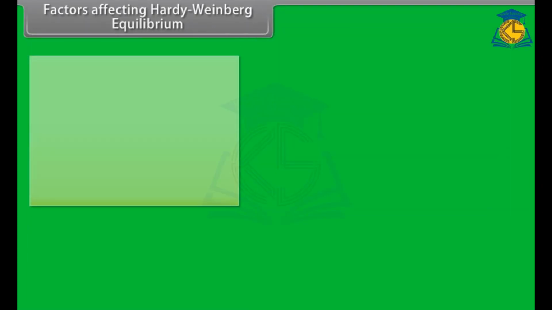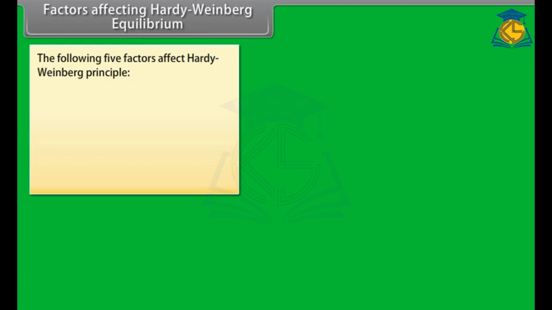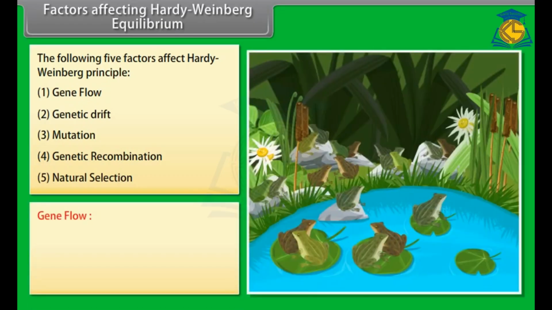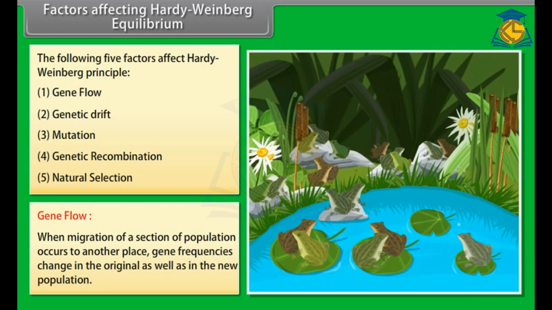Factors affecting Hardy-Weinberg equilibrium. The following 5 factors affect Hardy-Weinberg principle. Number 1. Gene flow. Number 2. Genetic drift. Number 3. Mutation. Number 4. Genetic recombination. Number 5. Natural selection.